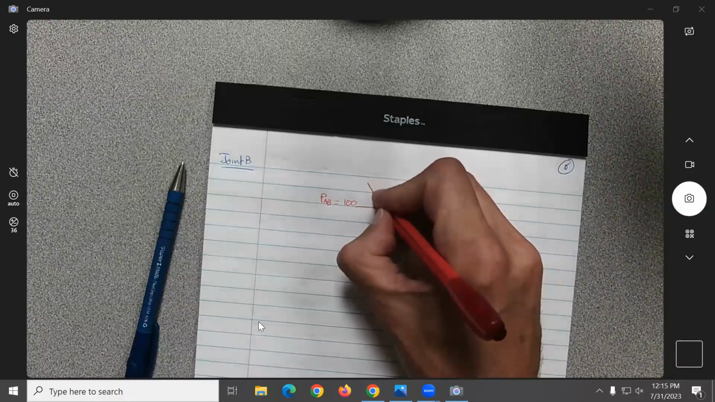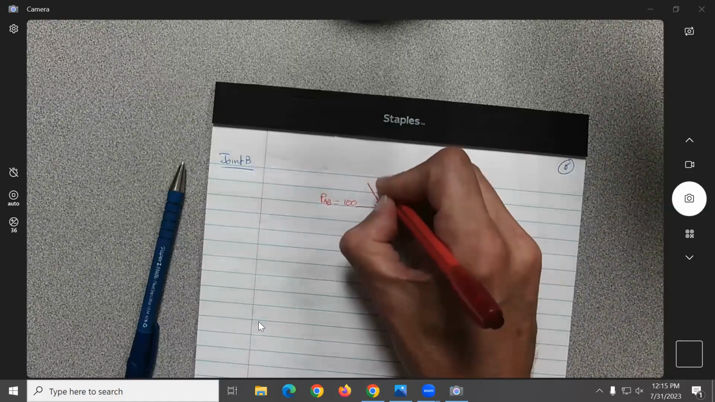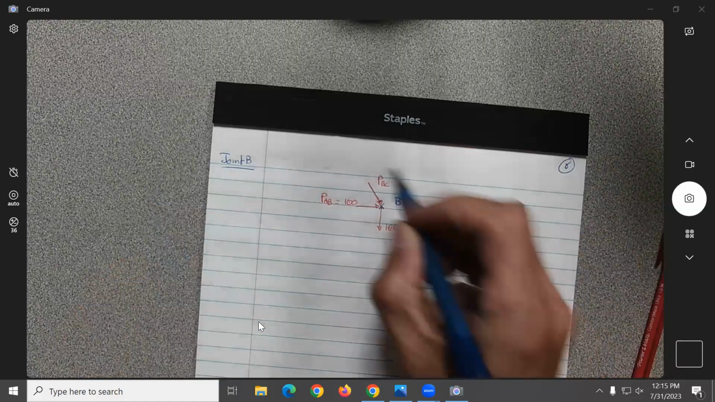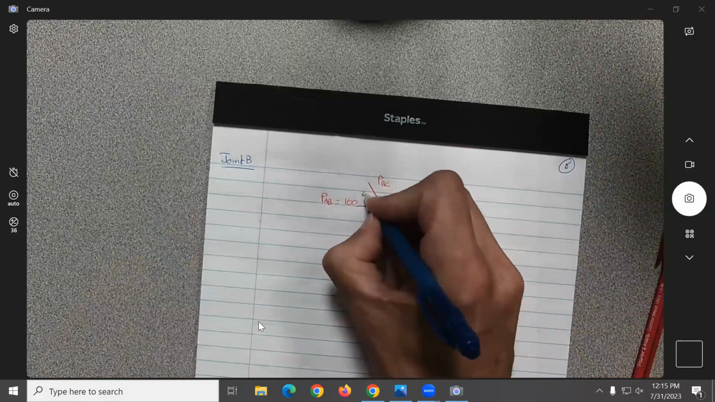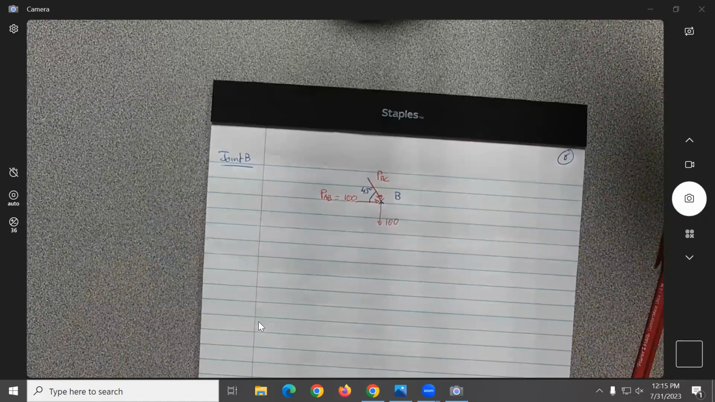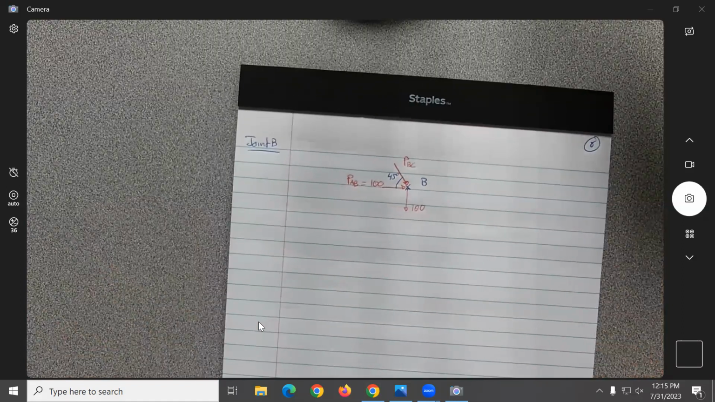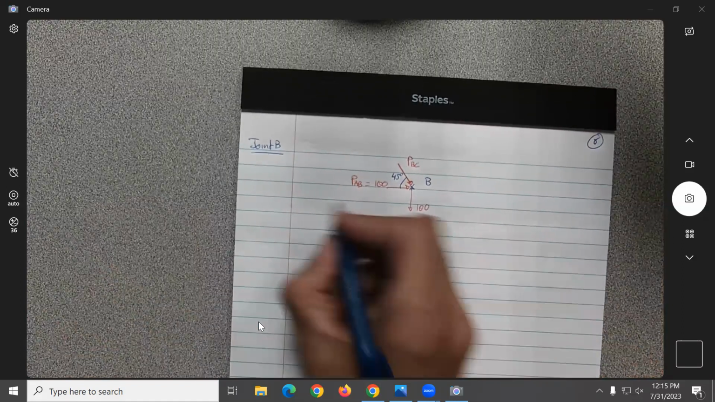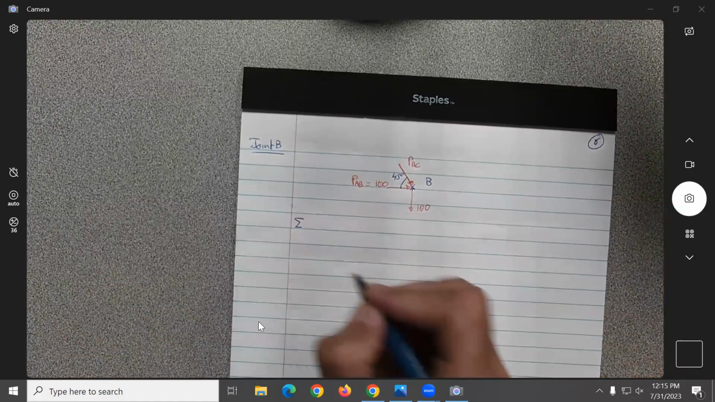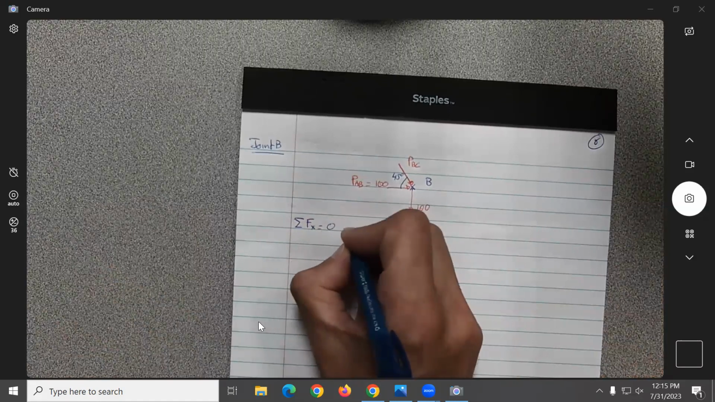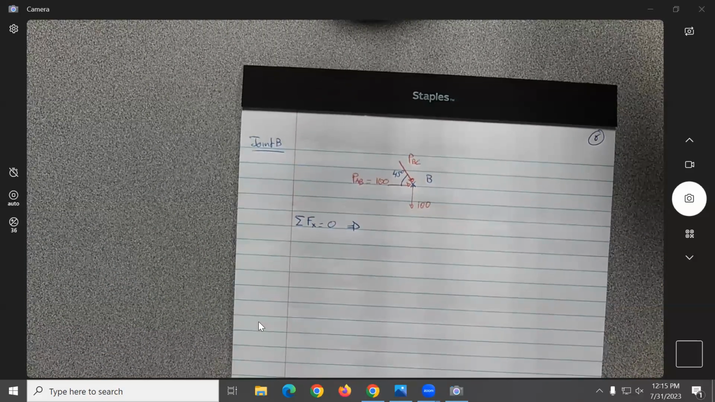And then what are we going to have over here? We do the same thing as the other one. We're going to have here PBC or PCB, whatever you want. And the angle will be 45 again. So now we are lucky, we can use either one to find PBC. Let's do summation of forces on the X, because only one unknown.